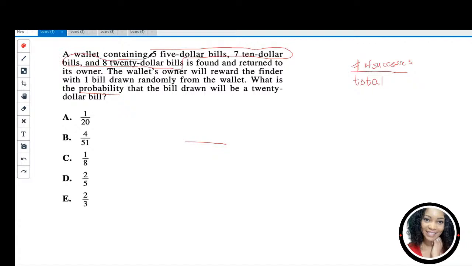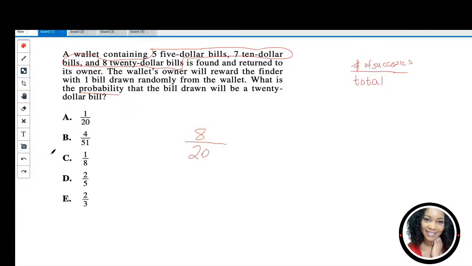The number of $20 bills, the number of successes, is going to be 8, because there's 8 $20 bills. Then I just need the total. The total what? The total number of bills that are in the wallet. And I see here I have 5 this, 7 that, 8 that, right? And it really doesn't matter what their denominations are. We just need the total number of bills in the wallet. So you're adding these up. 5 plus 7, 12, plus 8 more is going to give you a total of 20 bills in the wallet.